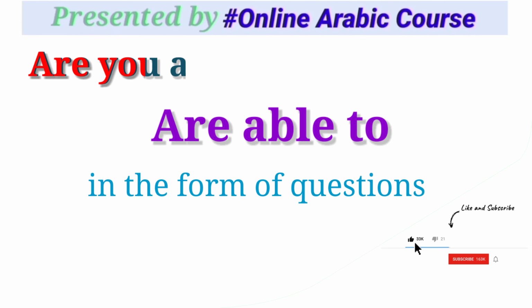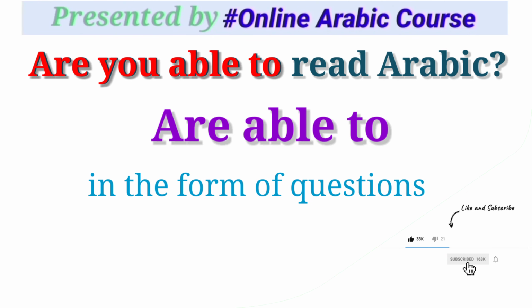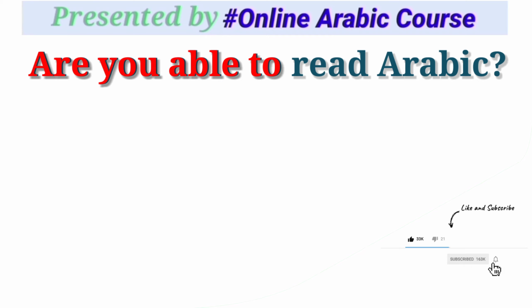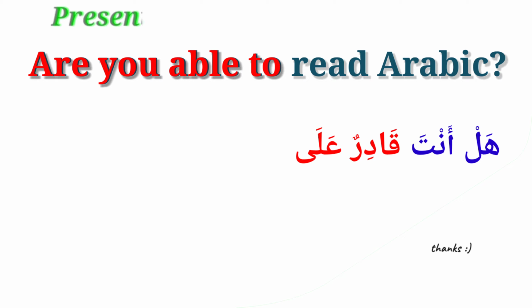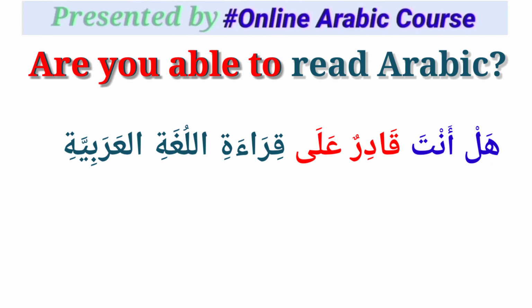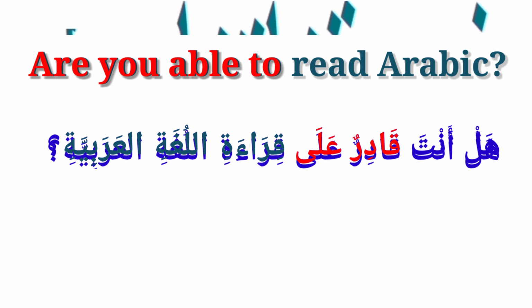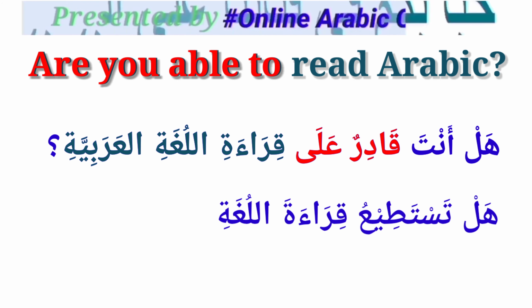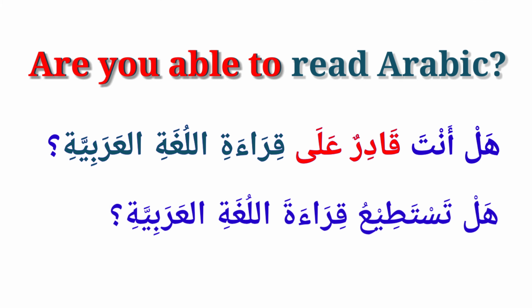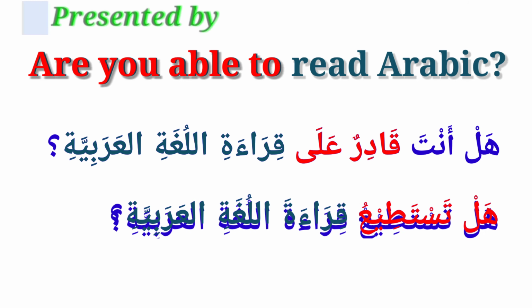And now we will use "are able to" in the form of questions. For example, are you able to read Arabic? Are you هل أنت, able to قادر على, to read Arabic قراءة اللغة العربية. هل أنت قادر على قراءة اللغة العربية؟ Or هل تستطيع قراءة اللغة العربية؟ Are you able to هل تستطيع, to read Arabic قراءة اللغة العربية?